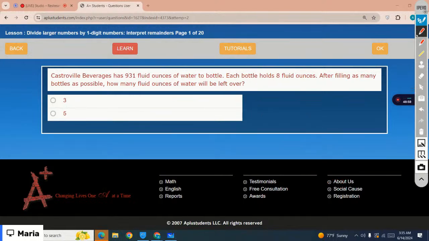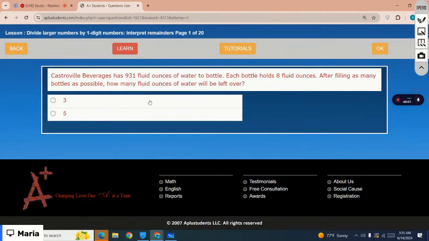3 is the correct option, right? Basically, you have to divide the larger numbers by the given number and you have to see the remainder, right? That's exactly the same lesson we just did, but now the numbers are 3-digit numbers. Got it? You have to do the long division method to see the remainder.